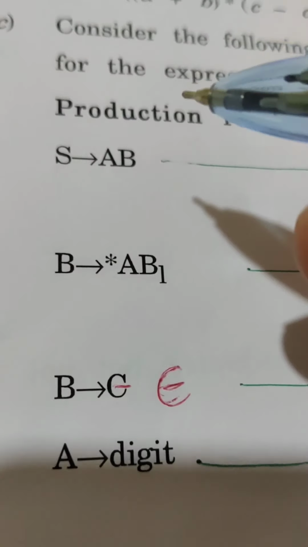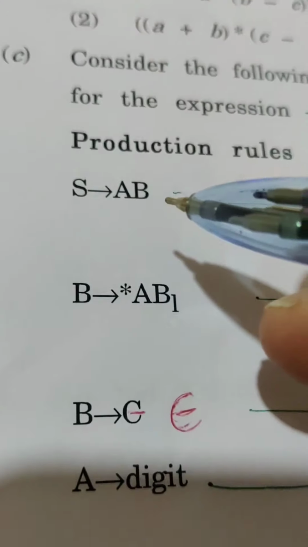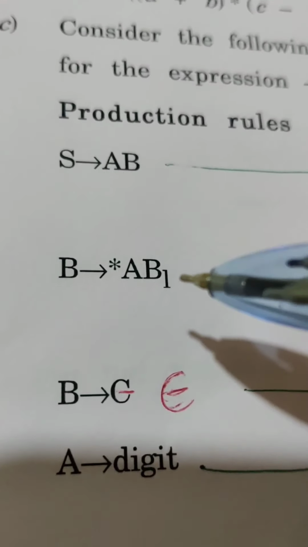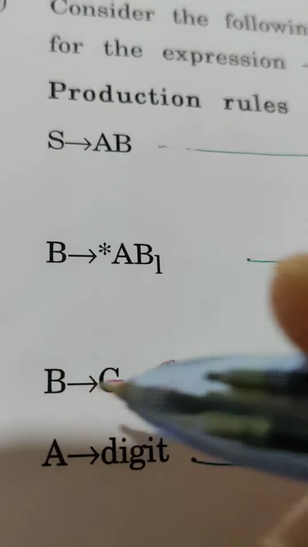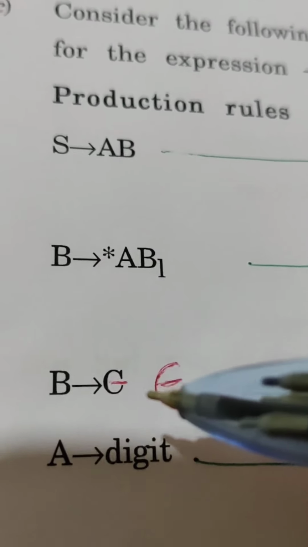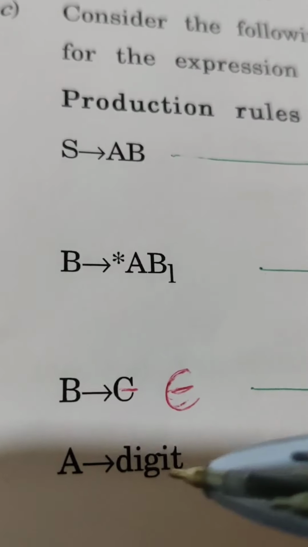This is the grammar given to us. The production rules are: S goes to AB, B goes to star AB. To distinguish this B and this B, it's numbered as 1. Then B goes to epsilon, the correction required here in the original problem, and then A goes to digit.